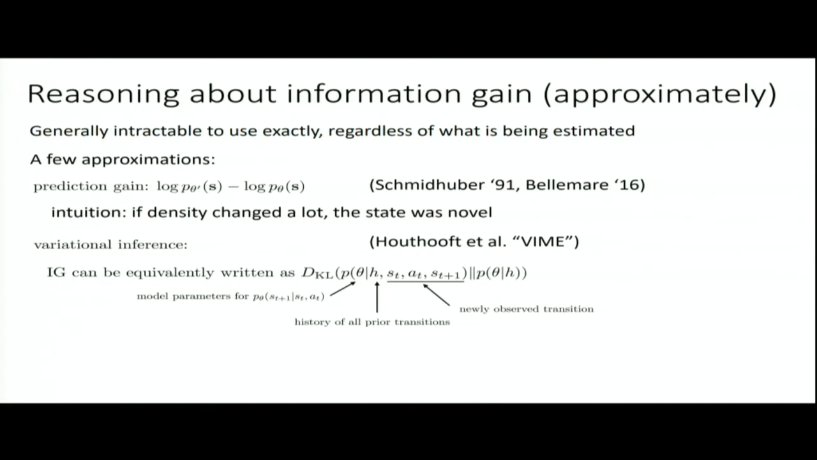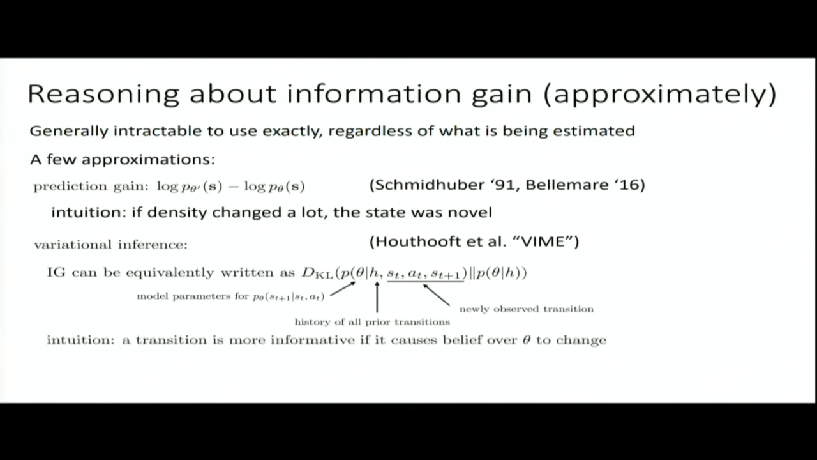And the second distribution, P of theta given H, this is your old distribution over parameters. This is your belief about the parameters given just your previous history. So the KL divergence is between two distributions over parameters of your model. The first distribution is given your history plus a new transition, and the second one is given just your history without that new transition. So this is measuring the difference between the distributions over parameters after having seen a new transition.